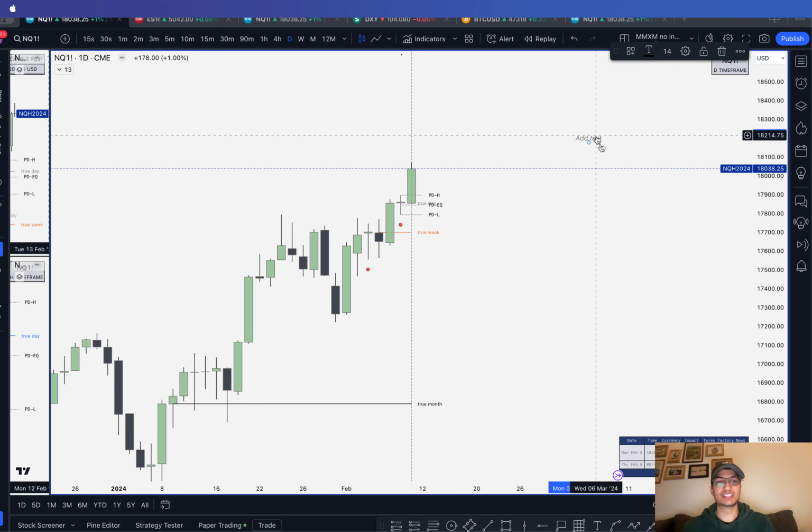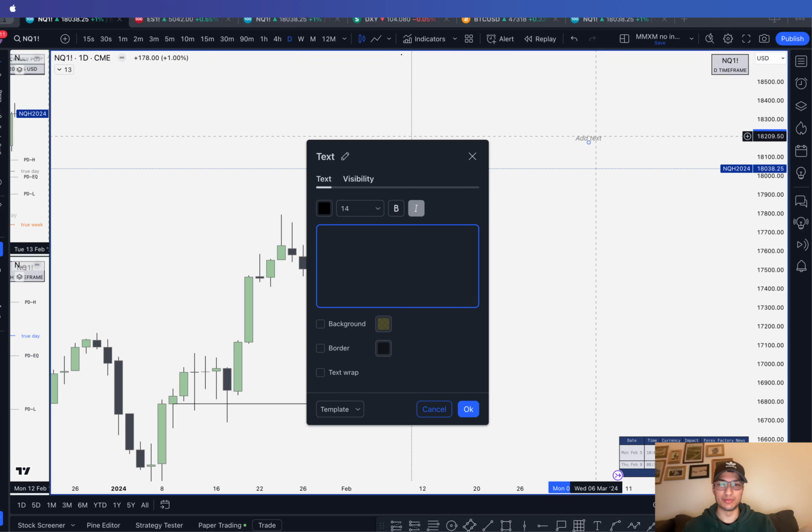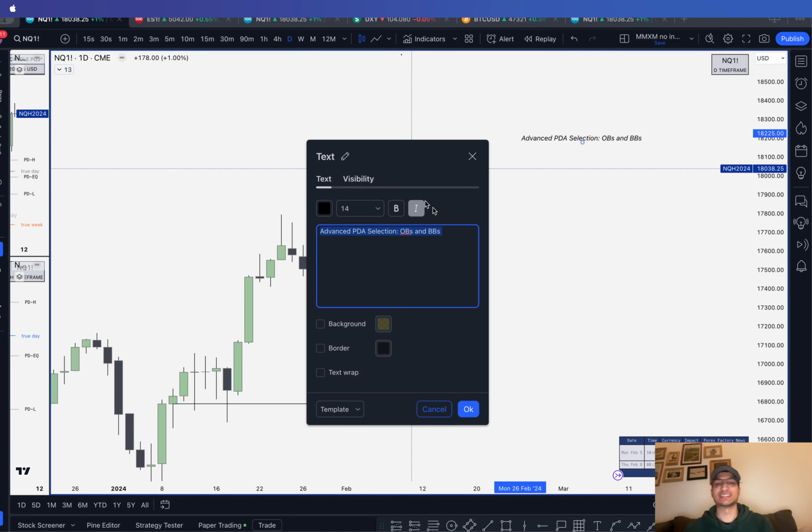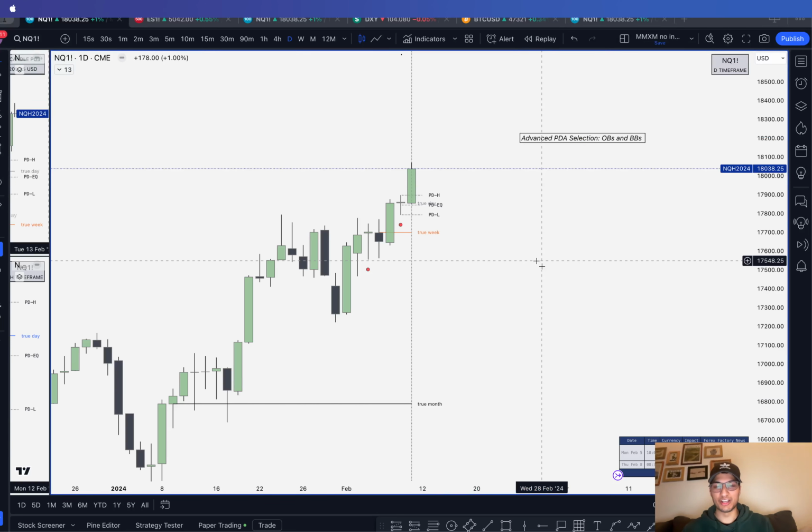So let's talk about today's lesson. We're just going to call these advanced PD array selection, whatever. That's going to be the name of all of these lessons. And today we're going to cover order blocks and breaker blocks. There's a trend in the ICT trading space of becoming chart pattern traders, okay? And that's the last thing I want you guys to do.